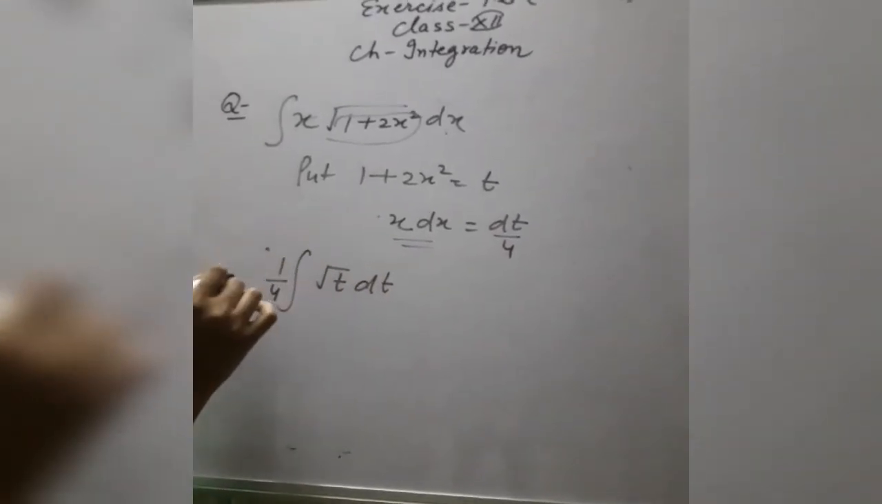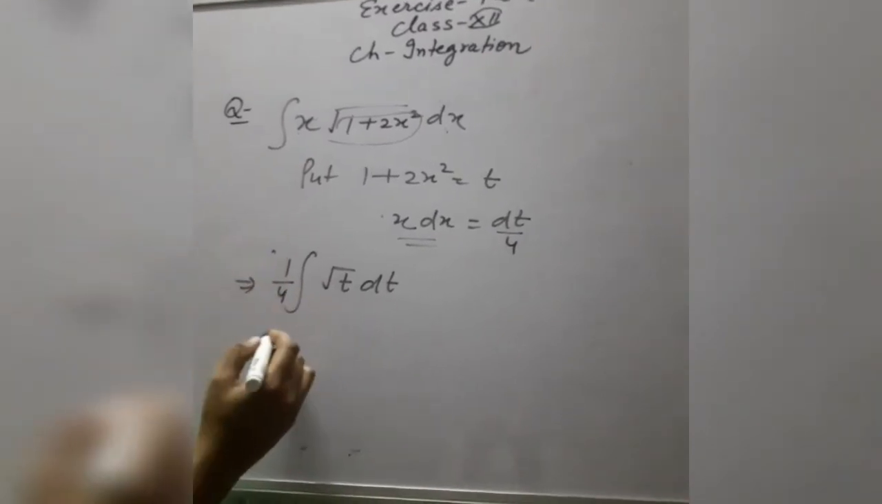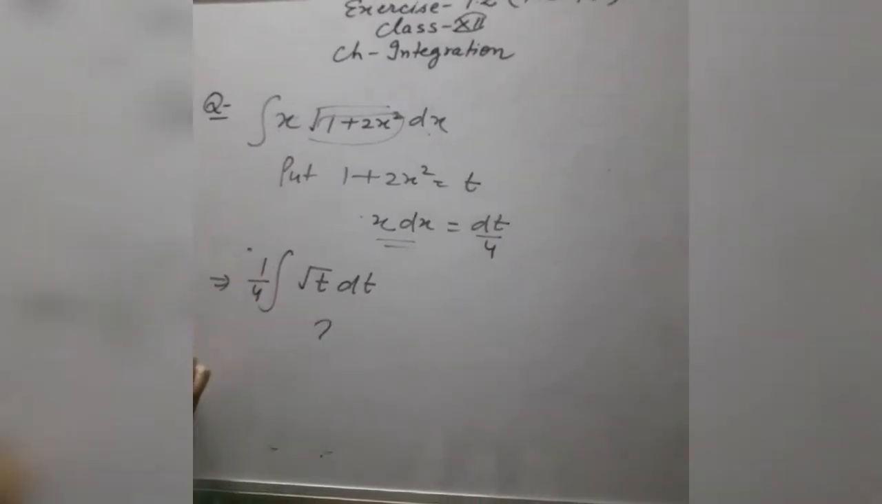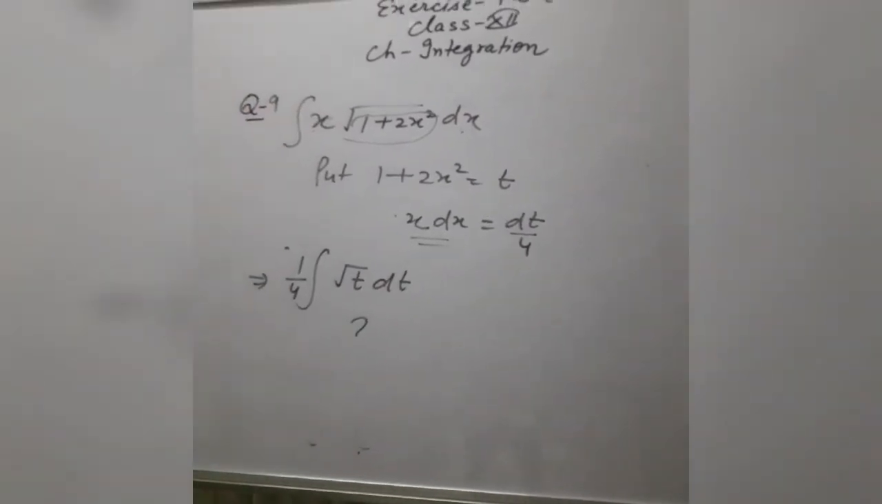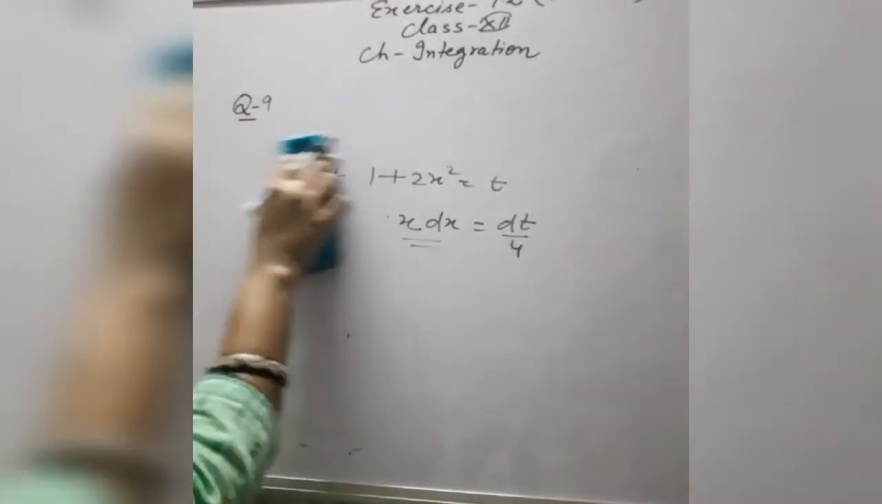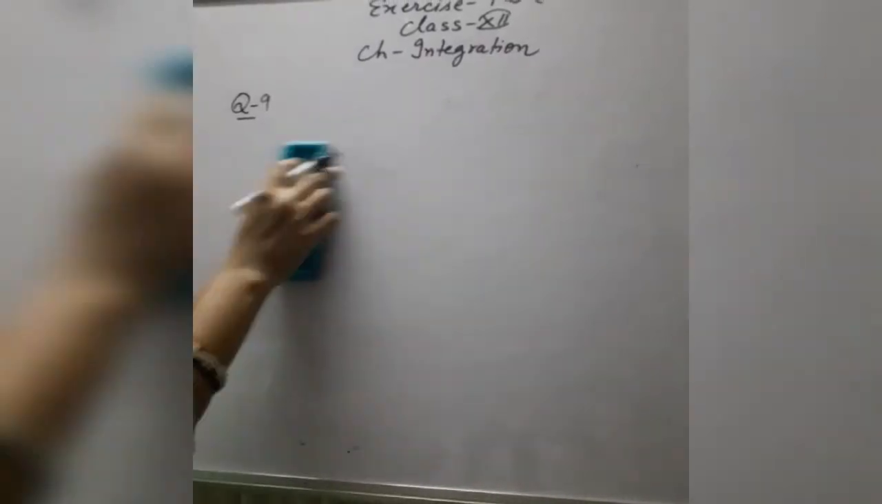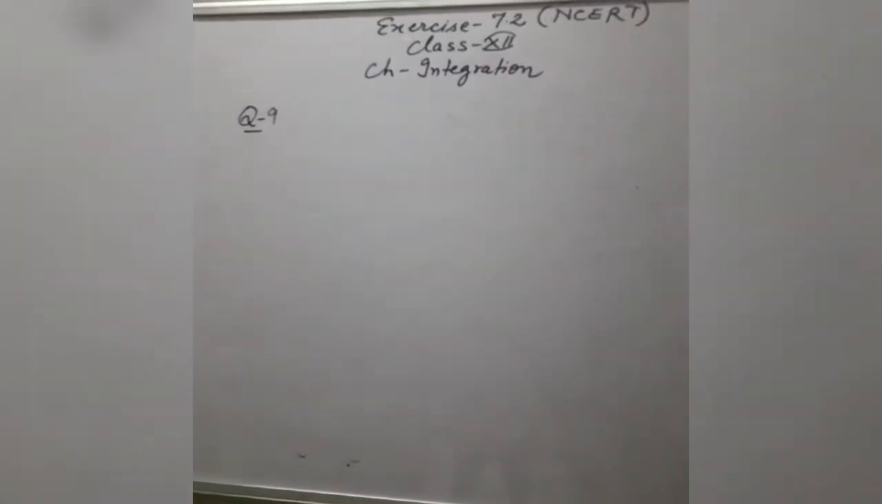4 is a constant term, so you can take this common outside. Now very easily you can integrate it. You will complete it yourself. Now see question number 9. In this video I will explain only up to 10th question. Remaining sums you will try.